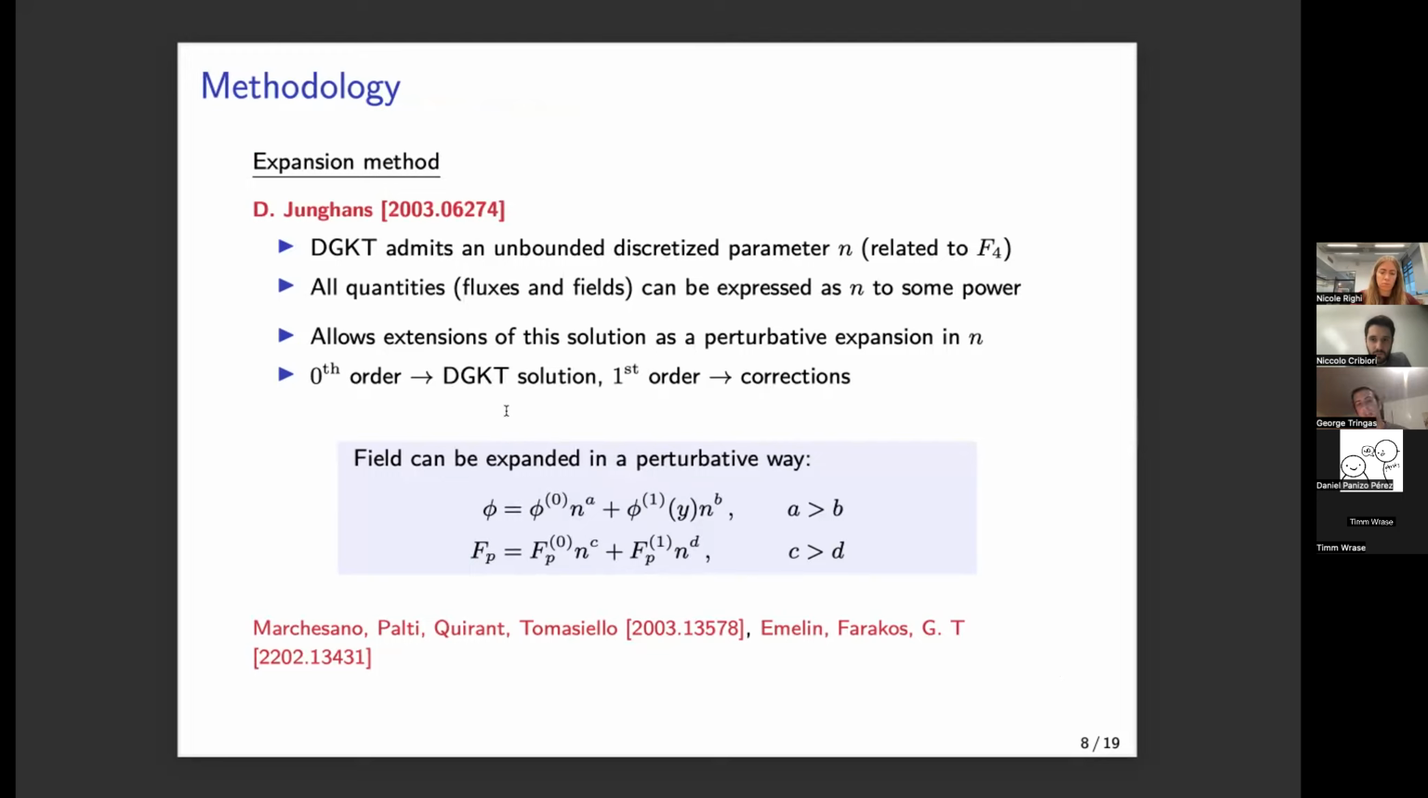The method is the following. In DGKT, as I'll show you, there is a free, unbounded parameter, which is related to an F4 flux. All the quantities in DGKT, like fields and fluxes, can be expressed in terms of this parameter to some power. Then you can perform the 1/n expansion, where the zeroth, or smeared, order of my fields describes the fields in DGKT, while the next order completes the solution, the next order to the smeared solution.